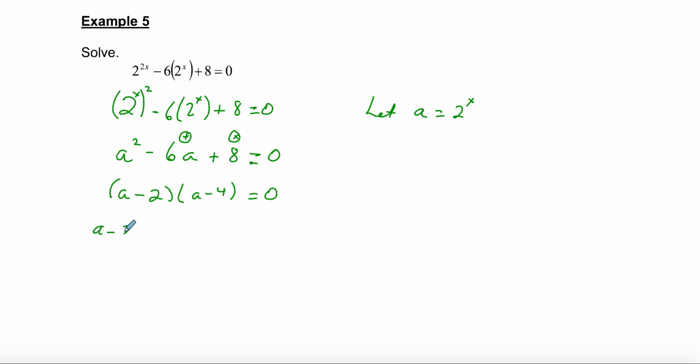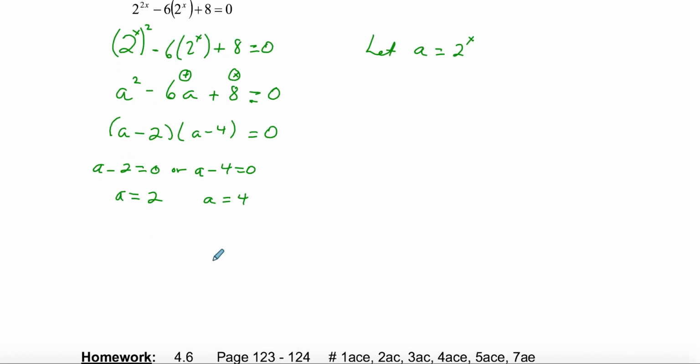Then I can set each one equal to 0. A minus 4 equals 0, so a must equal 4, and a minus 2 equals 0, so a must equal 2. When I move them to the right side, they become positive. So that is sort of interesting in a way, but we haven't solved for x yet. We solved for a. We have to go back up to what we set up here. A equals 2 to the x. So 2 to the x is the same thing as a. So on the left side, instead of a, I can write 2 to the x.